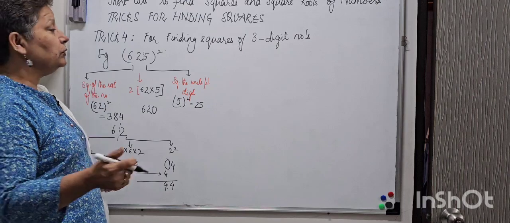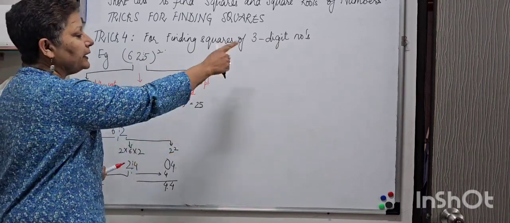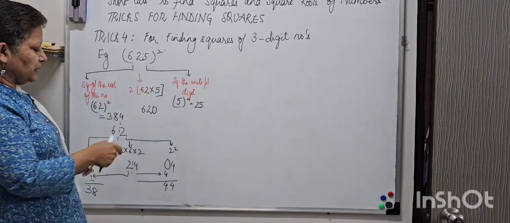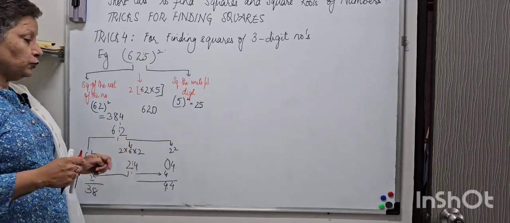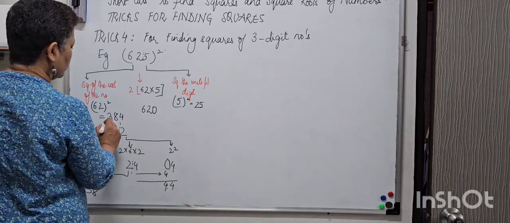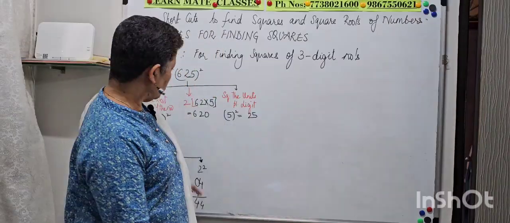Remember what I just told you, that when we are going to be doing trick 4, which is a square of a 3-digit number, we are actually going to be somewhere using trick 3 also, which is nothing but the square of a 2-digit number. Now let's see what we've got here. We've got 384, we've got 620, and we've got 25. So what have we got here?